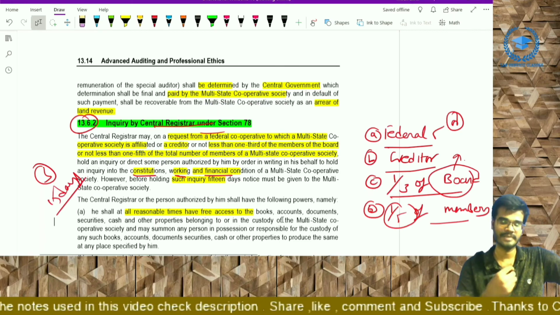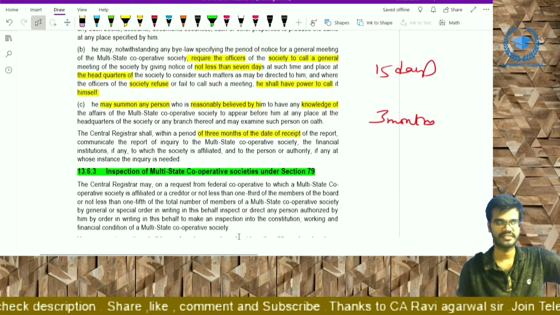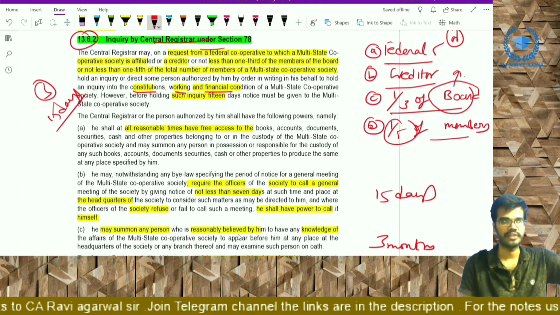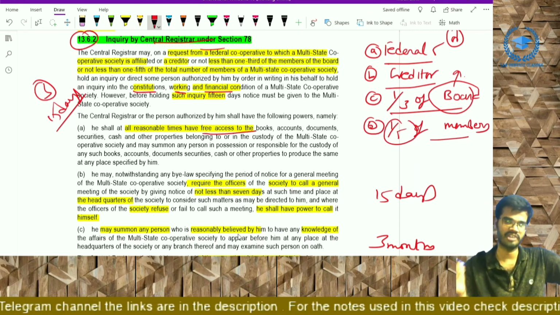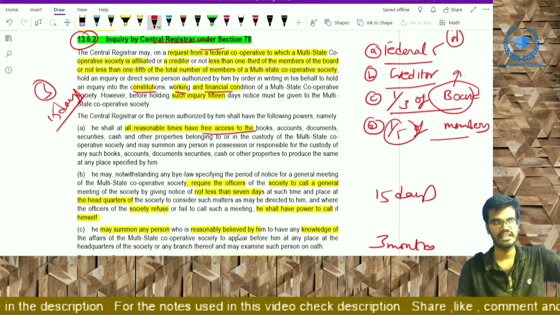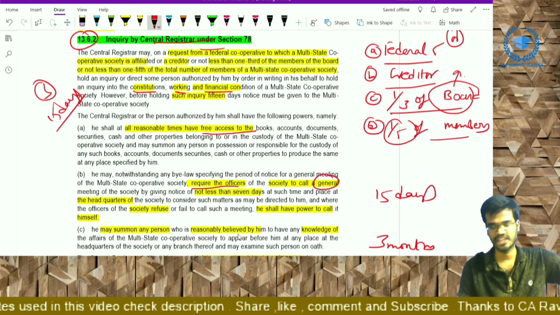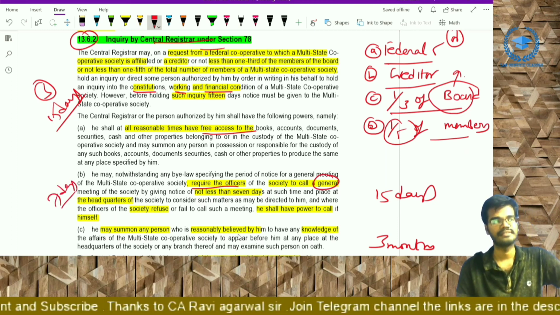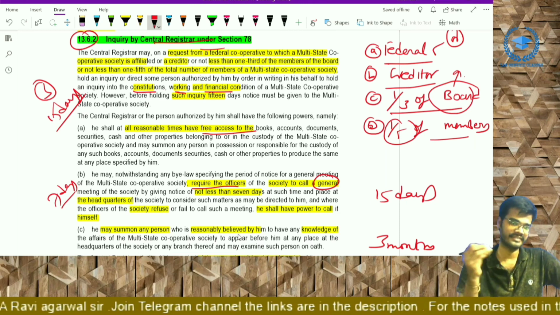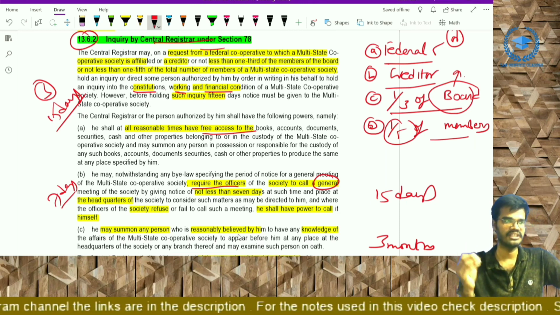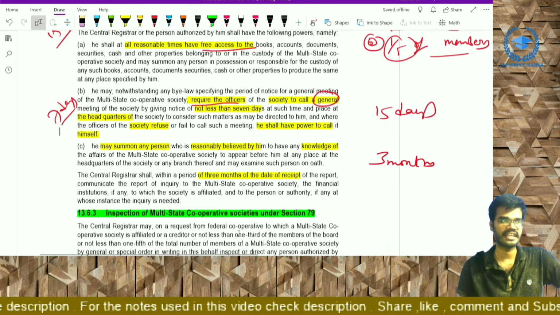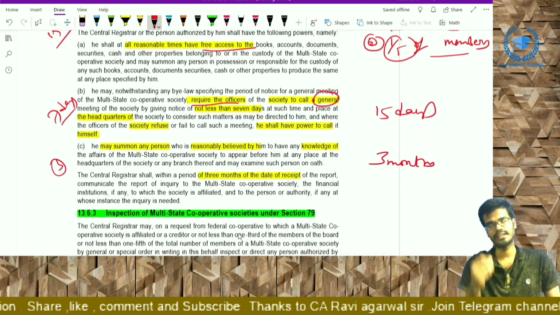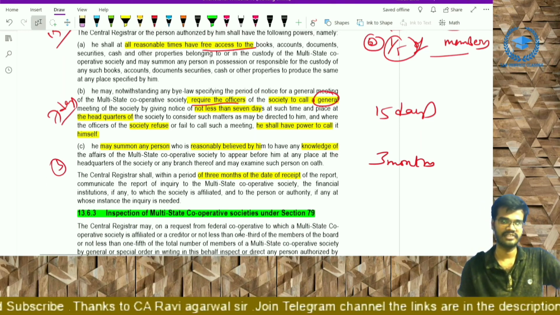And the person appointed by the central government has the following powers. There are 3 powers for the person appointed to inquire into this society. First, at all reasonable times he can access the books of accounts, documents, cash, etc. of the society. Second, he may require the officers to convene a general meeting of the members at the headquarters by giving not less than 7 days notice. Here the notice is 7 days. Then he can ask them to discuss the appropriate matters he has specified. If the society refuses, he may call the general meeting himself. The third point is he can summon any person who he believes has knowledge of the society, and he can examine that person at the headquarters. These are the 3 powers.